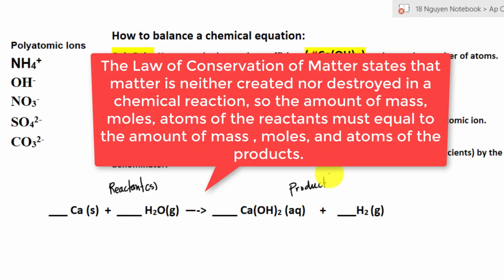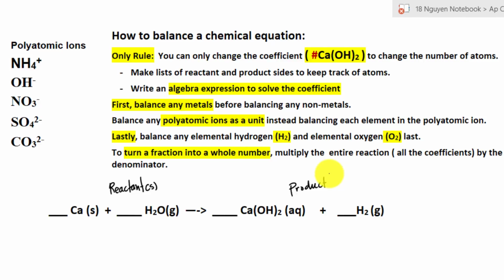And if the moles are the same for each of those elements on both sides, so does the mass, so does the number of those atoms. So that is basically the law of conservation of matter. In order to prove that law really exists, we have to balance a chemical reaction or chemical equation. In this video, we are going to focus on how to balance a chemical equation.